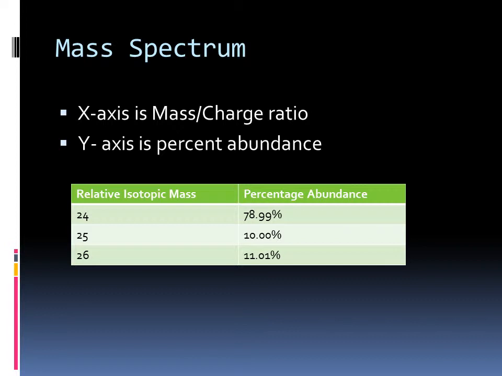On the x-axis of a mass spectrum, you will always see the mass-charge ratio. On the y-axis is the percent abundance. On our graph, we see magnesium and its 3 isotopes, magnesium-24, magnesium-25, and magnesium-26, at their different levels of abundance in nature. The table above that gives you the same basic data.